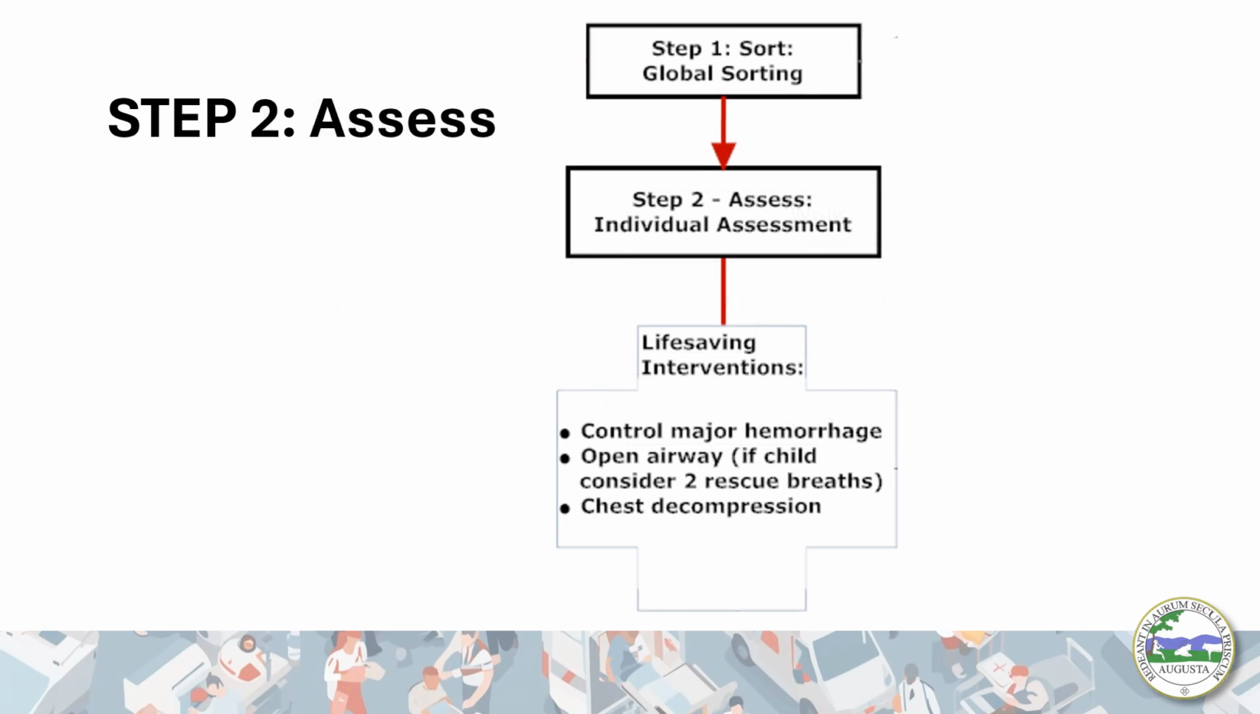The individual assessment should begin with limited rapid life-saving interventions. Control major hemorrhage through the use of tourniquets or direct pressure provided by other patients or other devices. Open the airway through positioning or basic airway adjuncts. No advanced airway devices should be used. If the patient is a child, consider giving 2 rescue breaths.